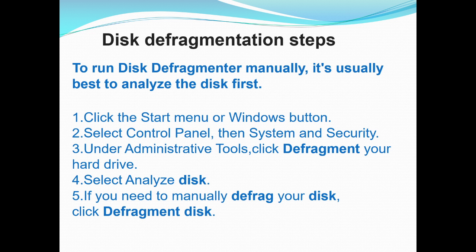Now these are the steps that you need when you want to run disk defragmenter manually. It is best to analyze the disk first and then perform the disk defragmentation. To do so, click the Start menu or Windows button, then select Control Panel, then System and Security. Under Administrative Tools, click Defragment your hard drive. Then select Analyze Disk. If you need to manually defrag your disk, click on Defragment Disk.